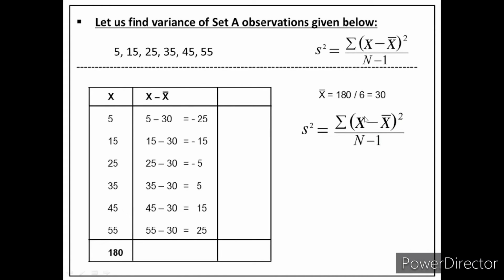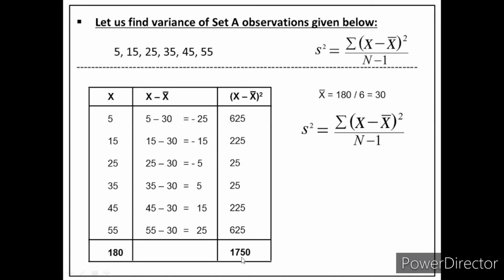Next, we have to take the square of this value for all the cells. That means in the third column we will write (x minus x bar) whole square. So we are taking the square of this value. That will be equal to 625. The square of this value will be 225. Similarly 25, 25, 225, 625. Then we will do the summation of this column. Look over here, the formula says take summation. So take the summation of this column. That will be equal to 1750.